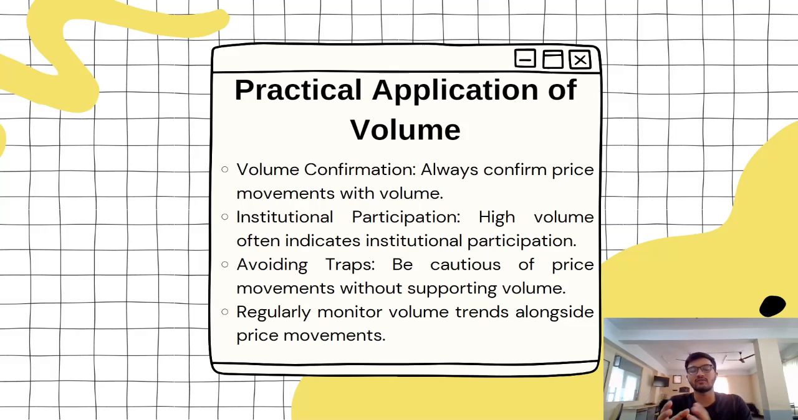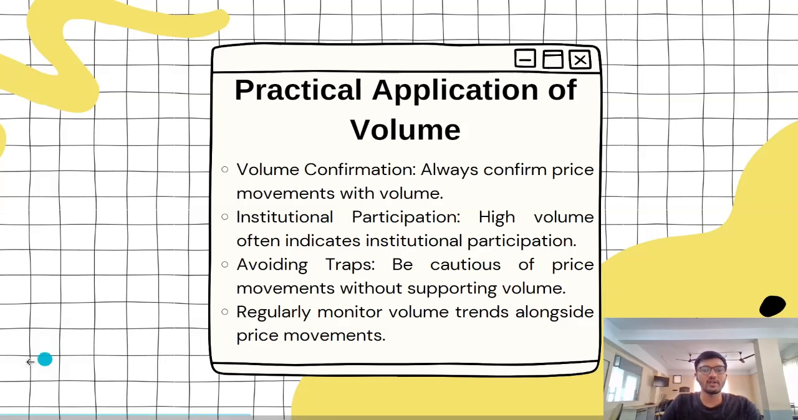So always confirm price movements with volume. High volume often indicates institutional participation, and that's what you have to focus on. You have to focus on the big money, where the majority of the participants will be shareholders like banks or FIIs or FPIs, foreign portfolio investors or foreign institutional investors. These are the kind of moves that you have to try to capture so that you can make money out of it.